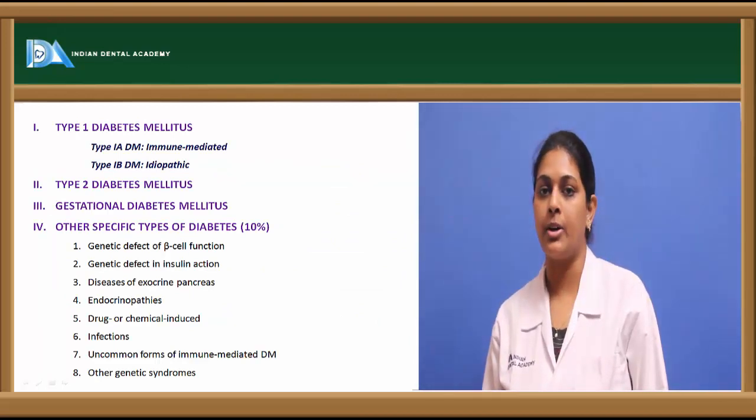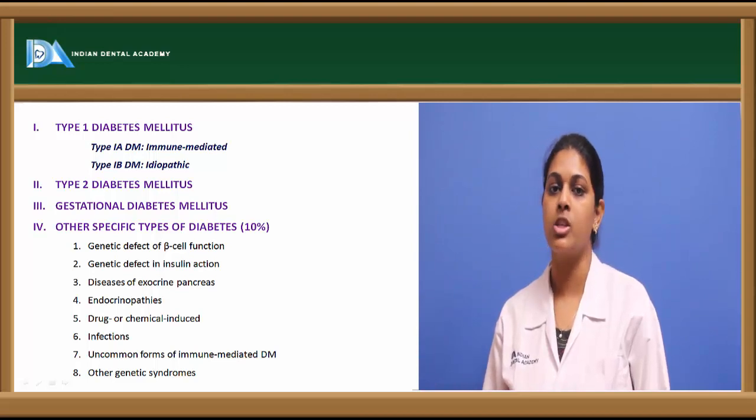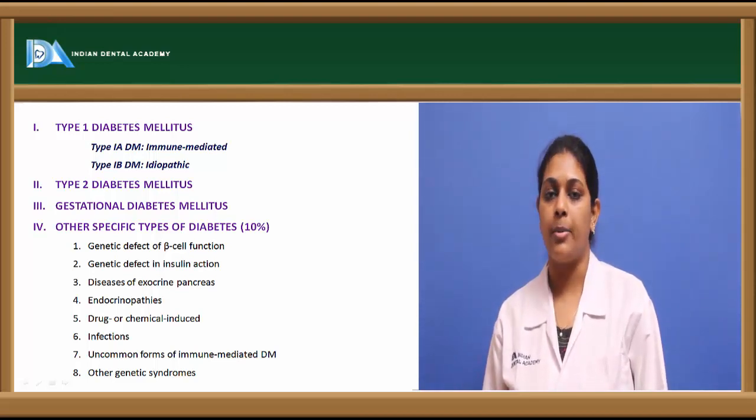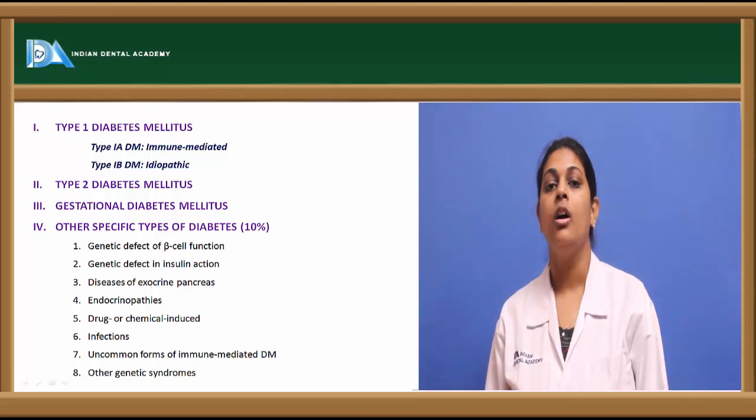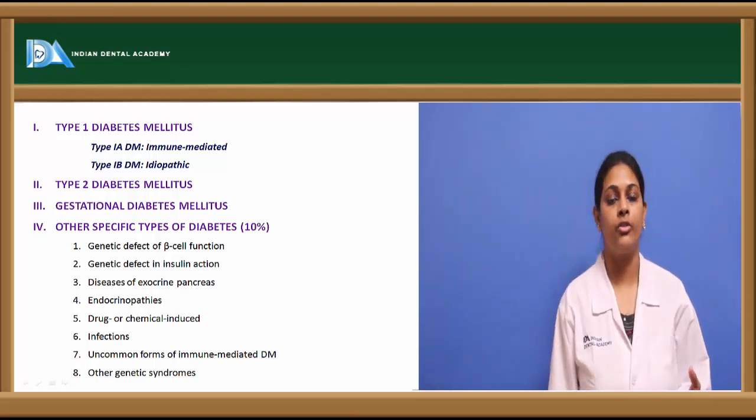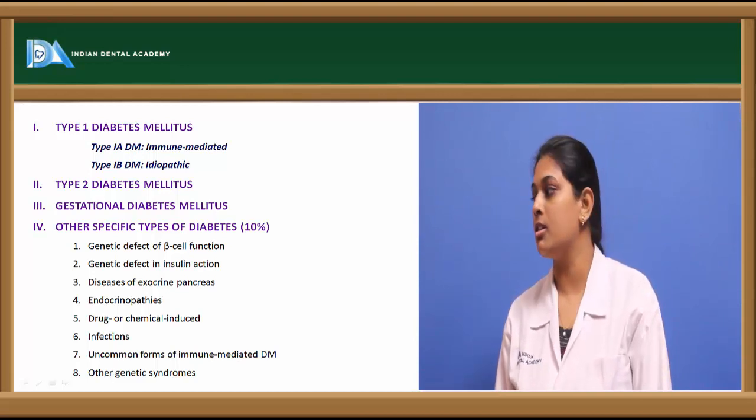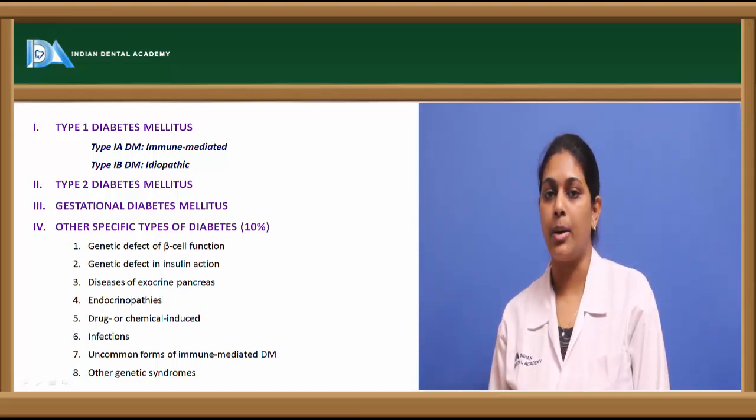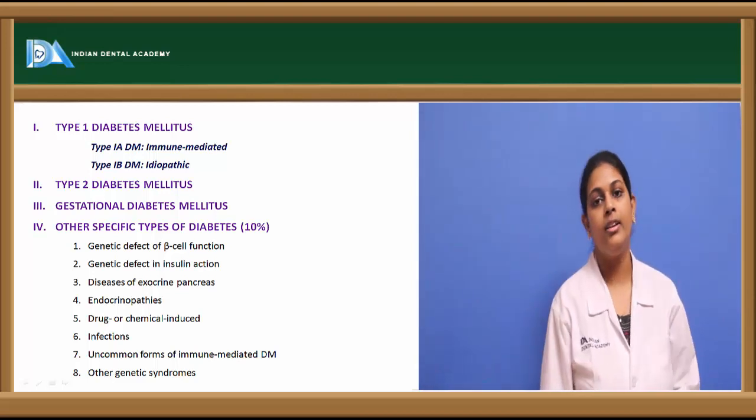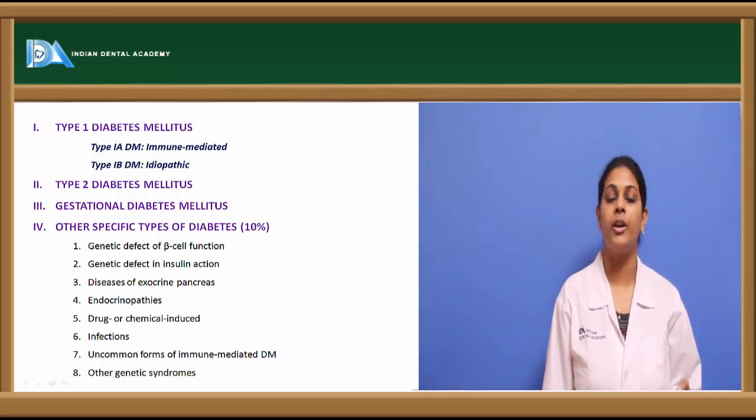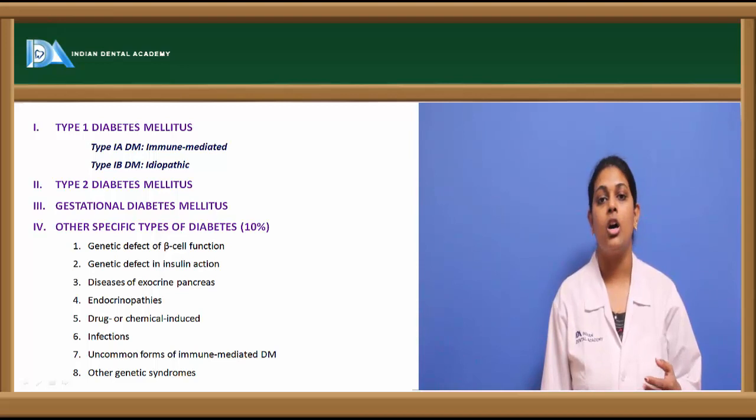Coming to type 1 diabetes mellitus, it was previously also known as juvenile onset diabetes mellitus, since it was occurring in an early age group of below 35 to 40 years. It was also known as insulin dependent diabetes mellitus, since the patients in type 1 diabetes mellitus require the replacement of insulin for the levels of blood glucose. And type 1 diabetes mellitus could be further classified into type 1A or type 1B.